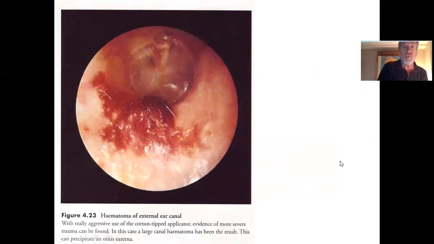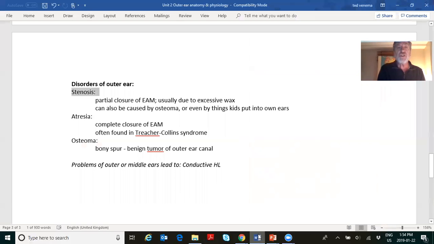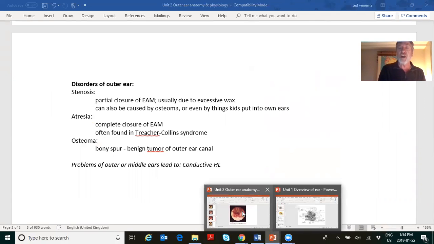Okay, fair enough. Look at our notes. Atresia. That's a total closing of the ear canal, often found with something called Treacher-Collins syndrome. So let's look at atresia.